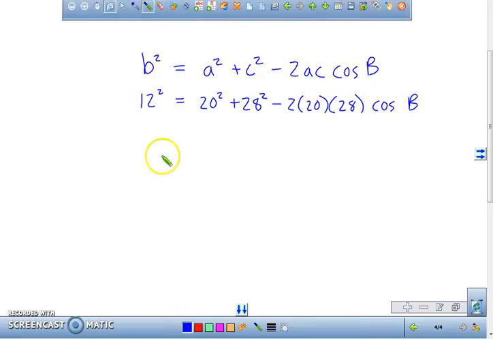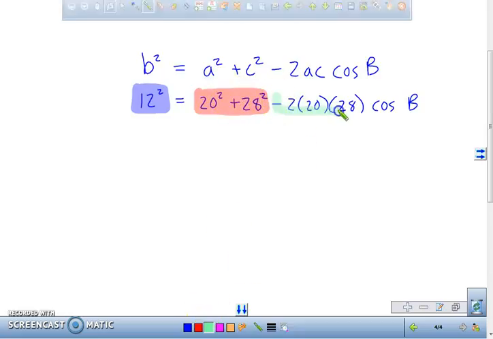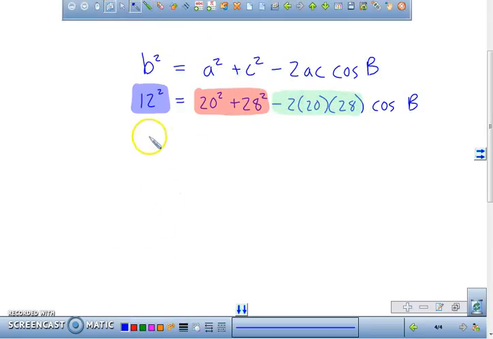Now once again, we have to separate it into 3 different parts. We have to know how to get this together. So right now, 12 squared is 144. 20 squared plus 28 squared, what do you get? About 1,000. All right, 1,184.